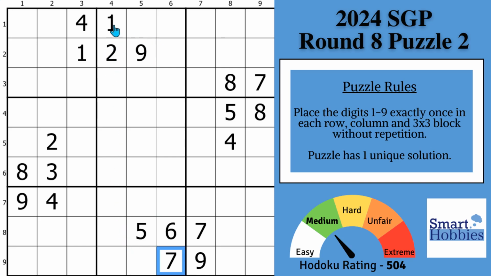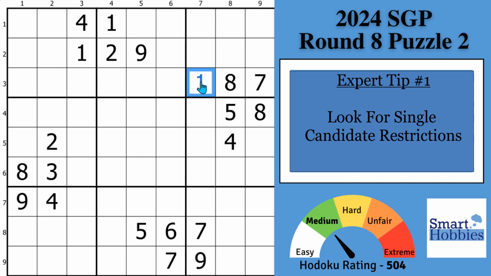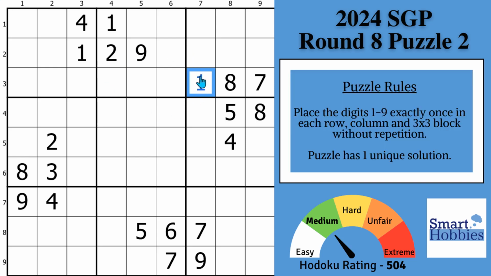Let's look for the ones. You've got a 1 here in row 1 and a 1 in row 2. The only place a 1 can go in block 3 is right there. And that leads me to my first tip, which is: you want to look for single candidate restrictions. This is a great place to start. It's going to help you get those easy solves out of the way and show you where to focus.